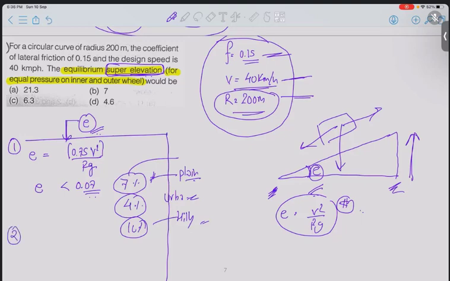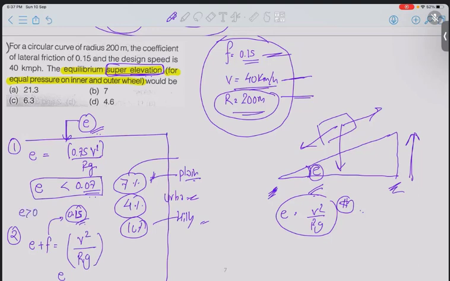You say that I will add my lateral friction to this, and assume this lateral friction to be 0.15. That is the maximum value of the lateral friction that is allowed. So I'll assume this value for the friction, and I'll consider the full design speed, and then I will calculate my E. We do this when E from our first step is coming greater than these values.